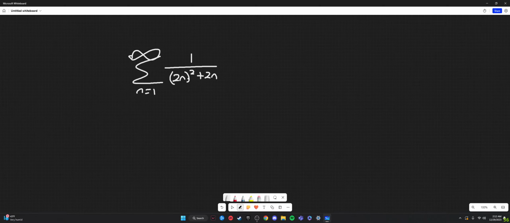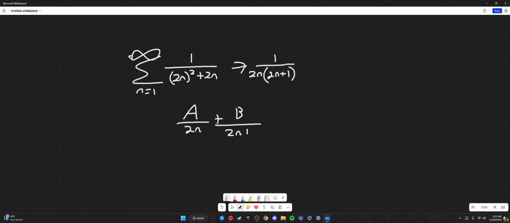Do not have to add a constant, so I'm just going to do partial fractions. So of course we'll factor out the 2n from the bottom. Have 1 over 2n times 2n plus 1. And then from here, basic partial fractions, we'll have A over 2n plus B over 2n plus 1. This will equal 1 over n times 2n plus 1.